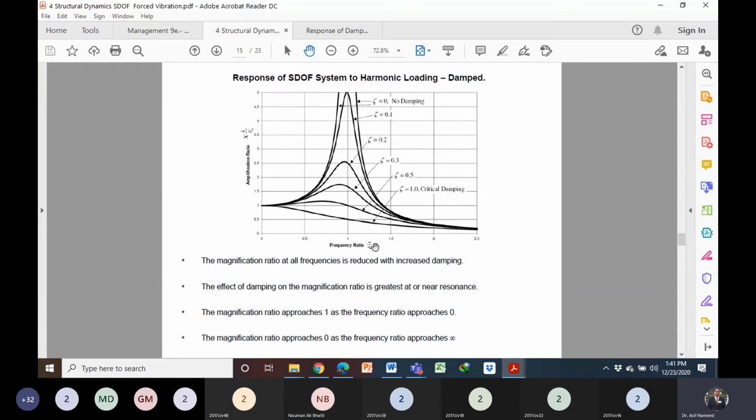So if the frequency of the exciting force is very, very low, ठीक है? इसका मतलब क्या हुआ? What does it mean? बताए ना कि लोड जो एक्ट कर रहा है वो very slowly एक्ट कर रहा है.